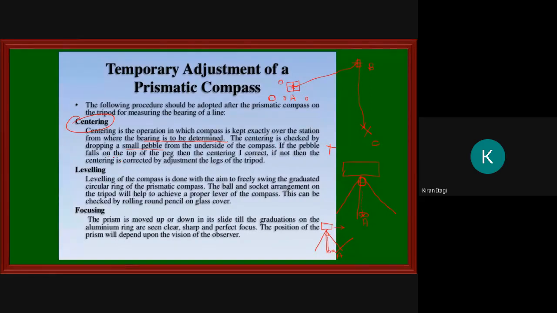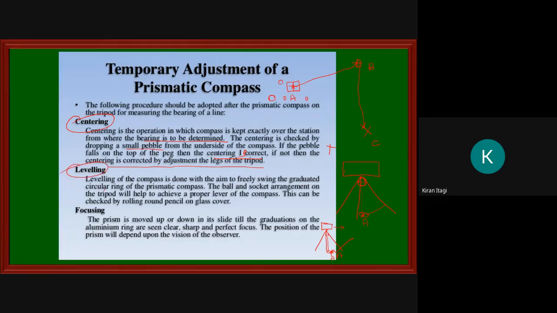If the pebble falls on the top of the peg, then the centering is correct. That means if you have marked station A and it falls on that station, it is okay. If not, it is not correct, and you should move your instrument with respect to the direction. Then the centering is correct. If not, the centering is corrected by adjusting the length of the legs of the tripod. You can move the instrument or just move the tripod also.